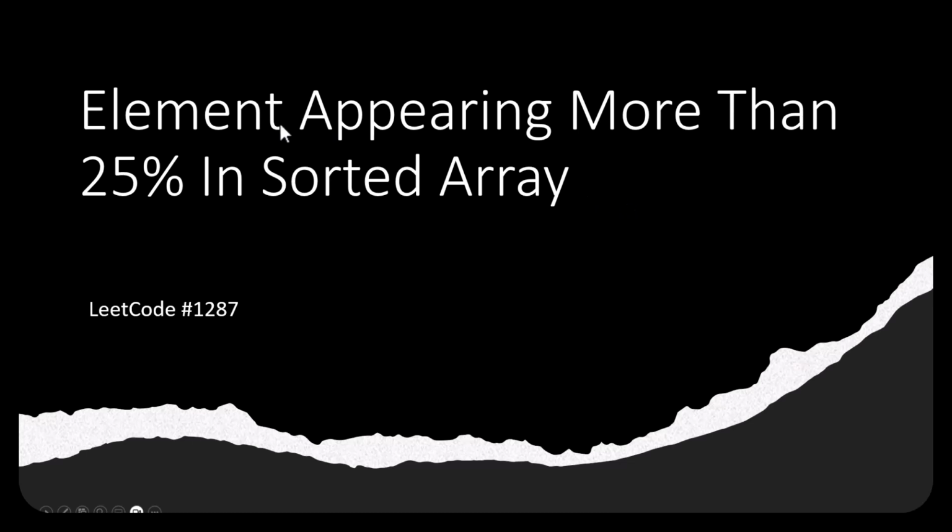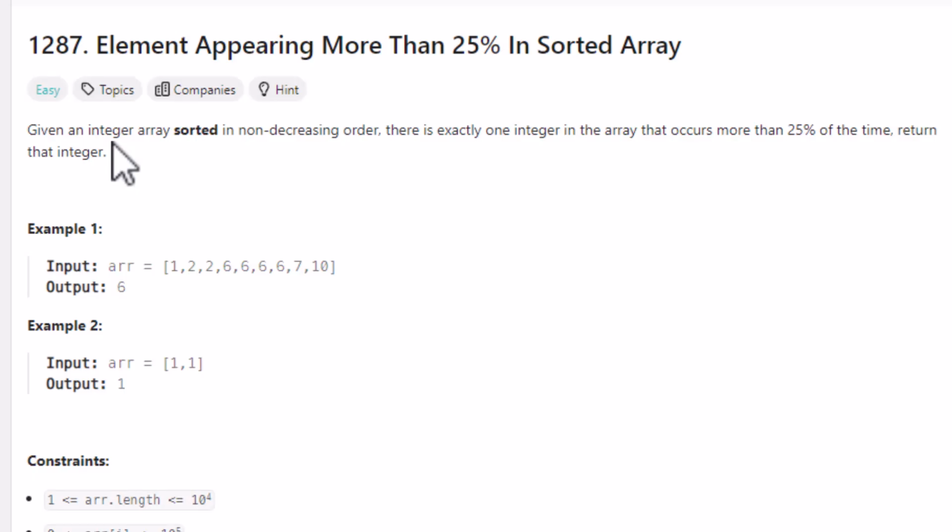Hello! Today we're going to be doing LeetCode problem 1287, Element Appearing More Than 25% in Sorted Array. Okay, this problem states: given an integer array sorted in non-decreasing order.